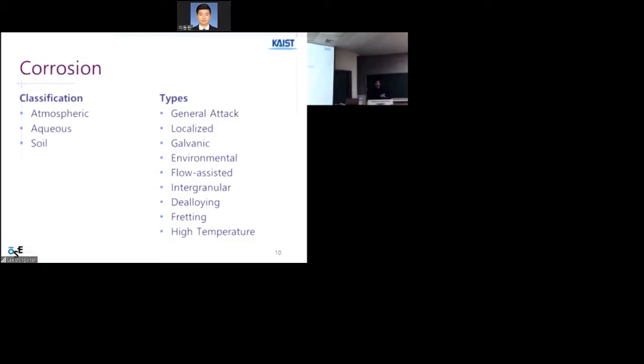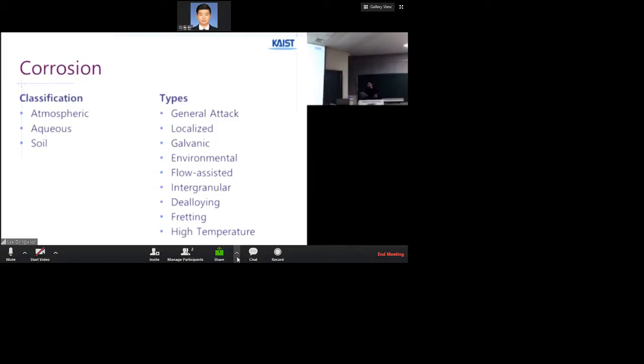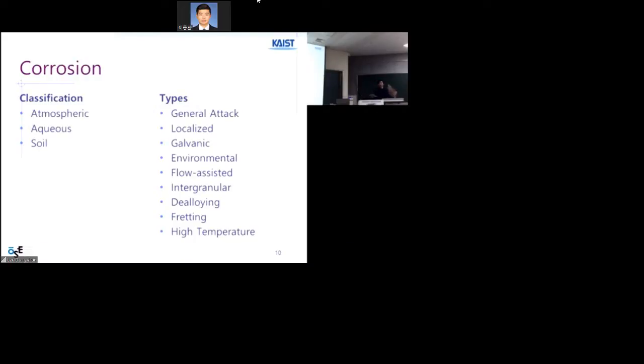Next, galvanic. Can you explain this kind of corrosion? What is galvanic corrosion? Two separate metals are placed in a medium of corrosive electrolyte. This creates a galvanic couple between the metals, and so one metal is now the cathode and the other one is the anode.